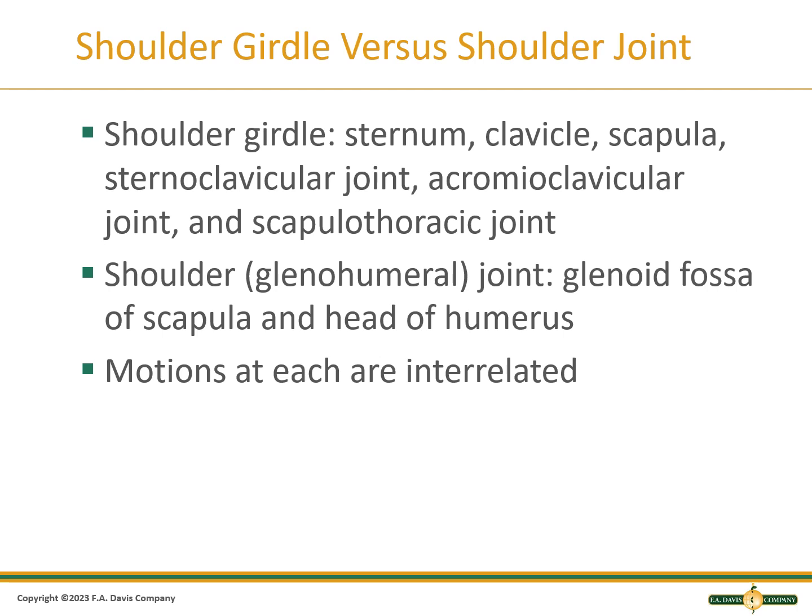Comparing that to the shoulder or the glenohumeral joint, where we're looking at just the articulation between the glenoid fossa of the scapula and the head of the humerus. We have to have movements working together between the shoulder girdle and the shoulder to get overhead motion. Motions at each are interrelated.